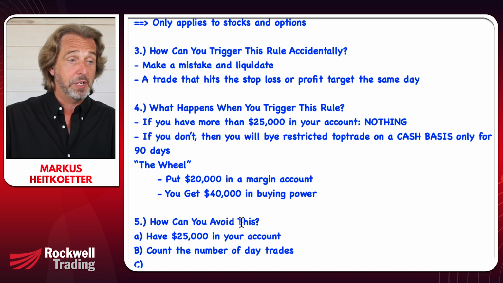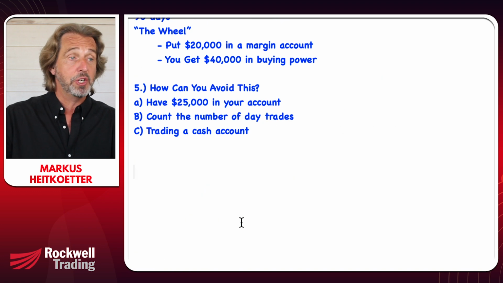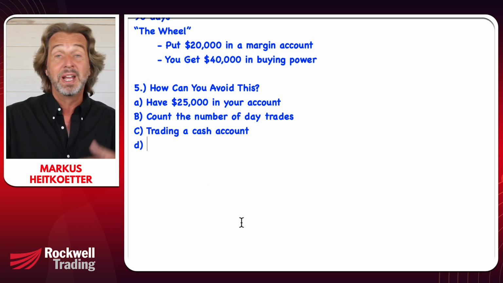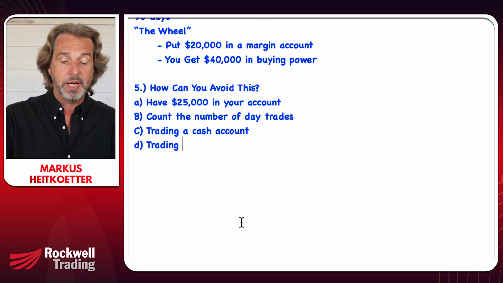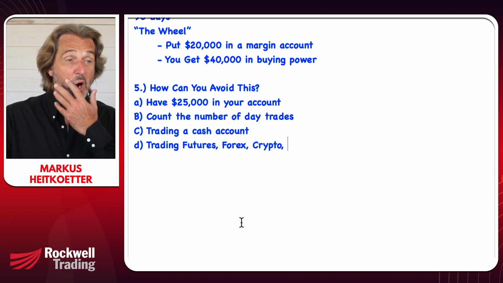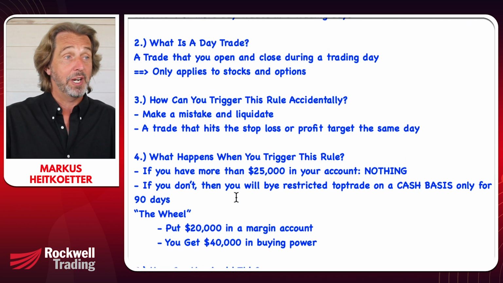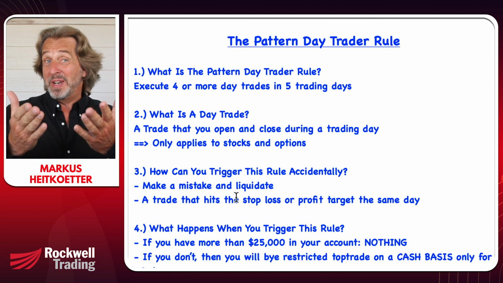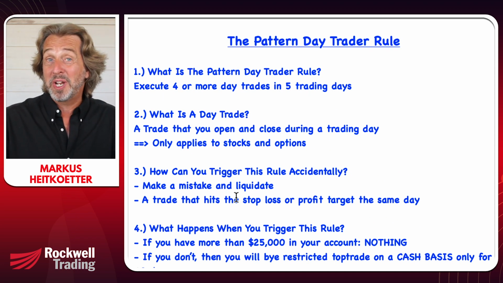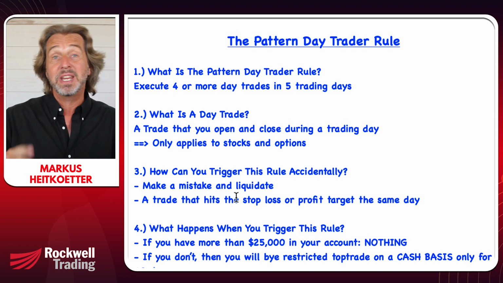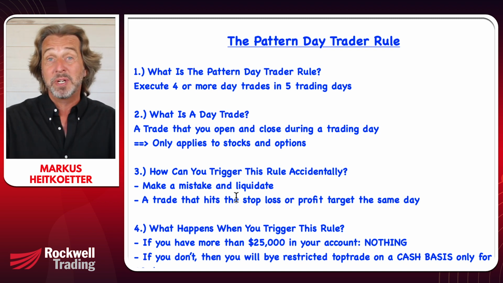Or number 3, you can avoid it by trading a cash account. If you're not trading a margin account, you don't have to worry about it. And then of course, if you are trading futures, forex, Bitcoin, so cryptocurrencies, or if you're trading binary options, this is also when the pattern day trader rule does not really matter. Anyhow, now you know what the pattern day trader rule is, how you can trigger it, even if it is accidentally, what happens when you trigger it, and how you can avoid this.